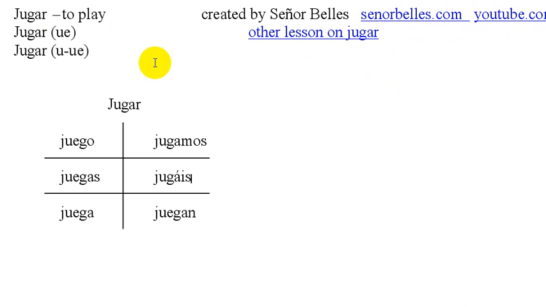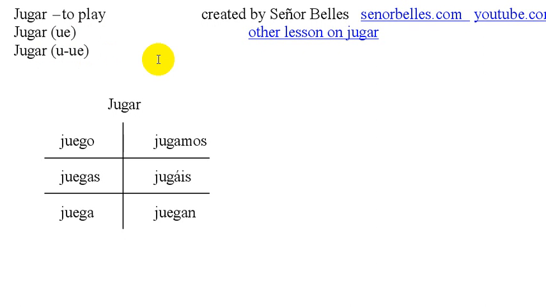Over here on the top left, I have the Jugar to play, and you'll notice that I have it written 2 more times. The reason I did that is because when you start getting a little bit further along in Spanish, you'll start to notice in your textbooks or maybe online resources that next to the verb, there'll be some letters, like right here. It might look like this with a UE, or it might look like this where it says U-UE. The second one's a little bit more helpful, and I'll explain why.